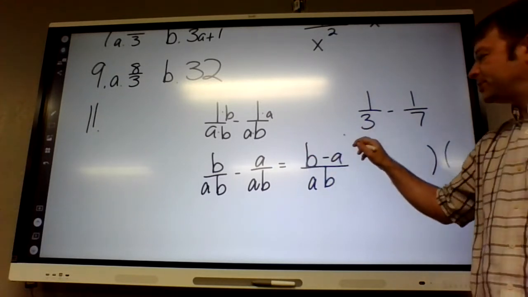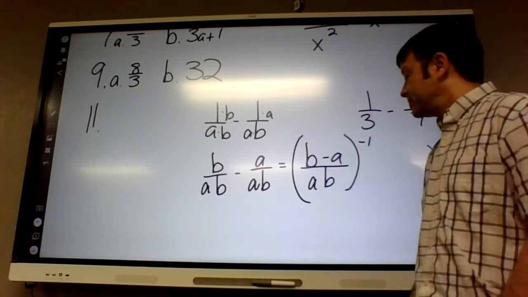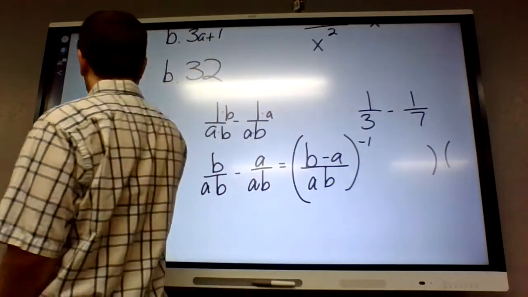I think all this was to the -1 though, wasn't it? I didn't do that part yet. So all this needs flipped. So it's AB over B minus A.